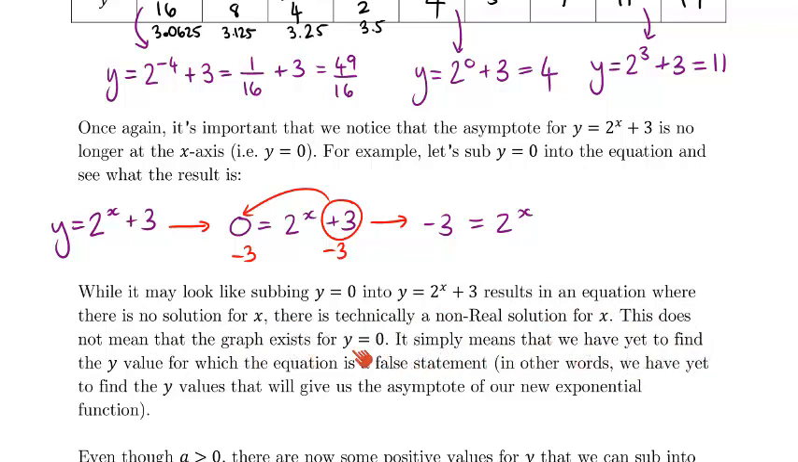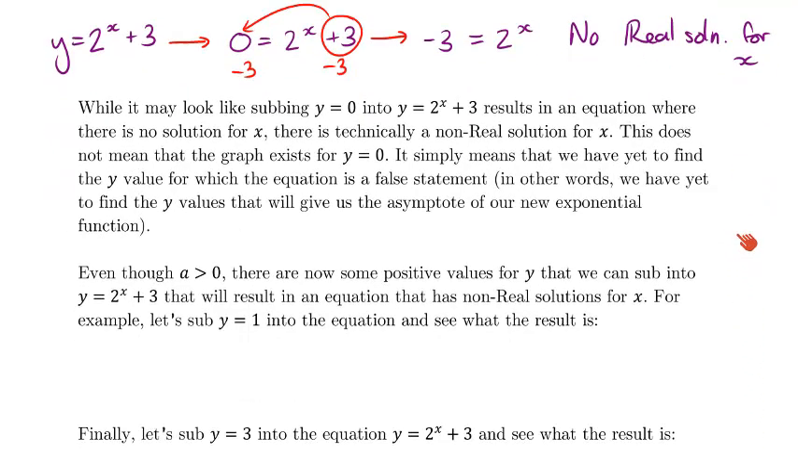In other words, we have yet to find the y values that will give us the asymptote of our new exponential function over here, guys. So this has no real solution for x, okay? We're looking for the equation which has no solution for x at all. That would be the y value of our new asymptote, okay?